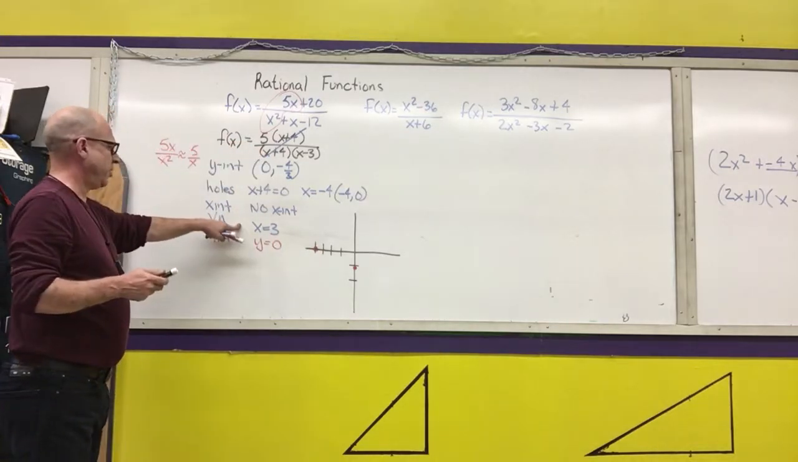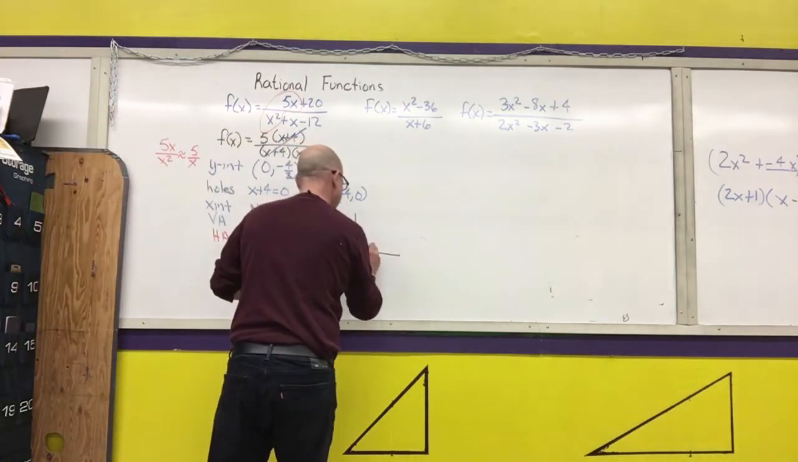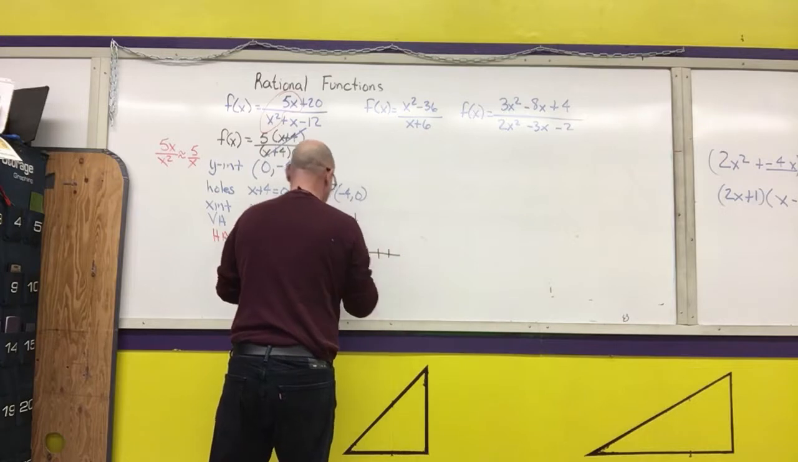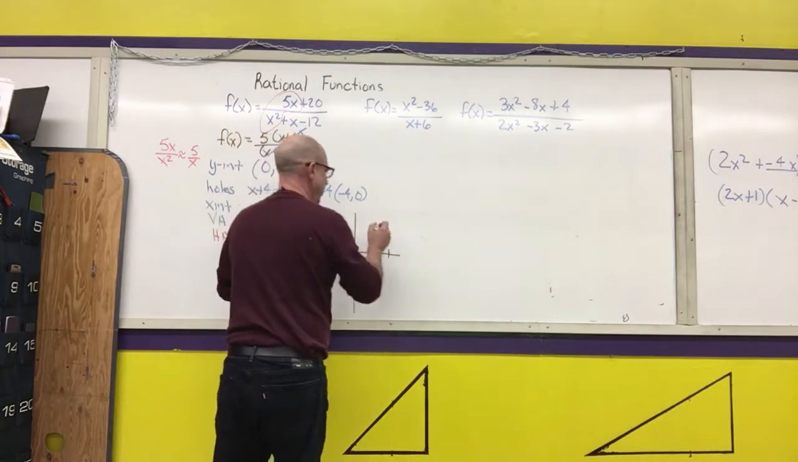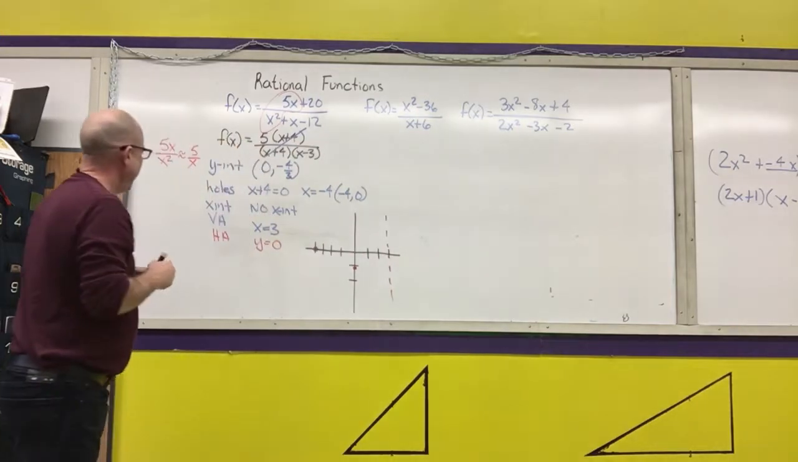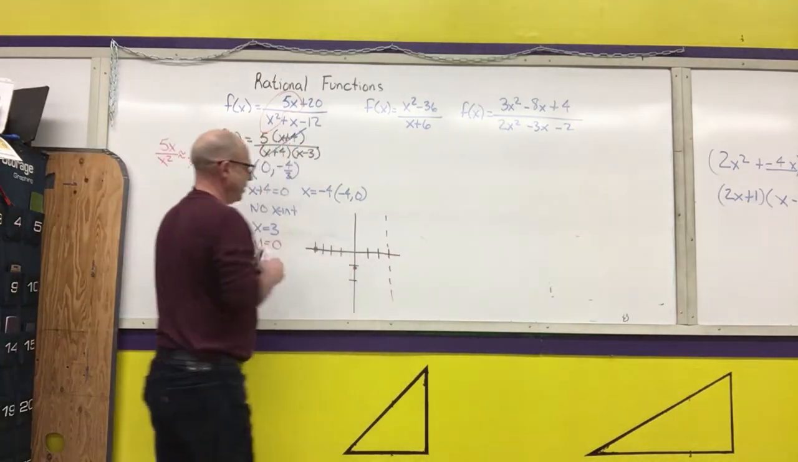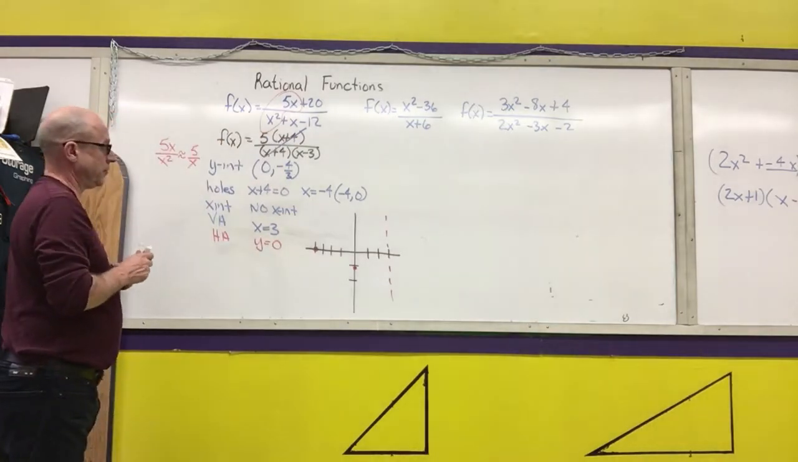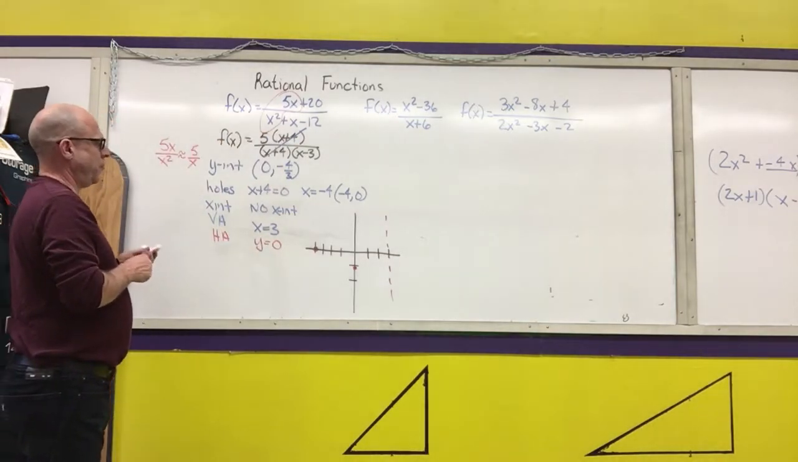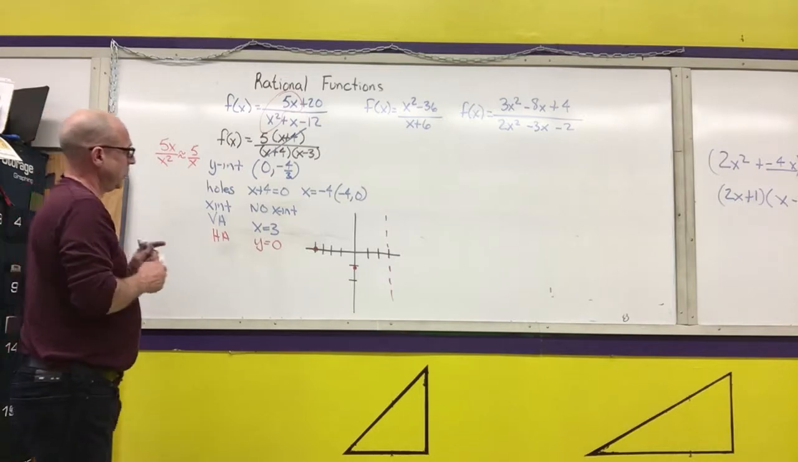We know we have a vertical asymptote when x equals 3. Make sure you draw your vertical asymptotes in. And we have a horizontal asymptote when y equals 0. So I have some points of information here. So now we're going to do some analysis.